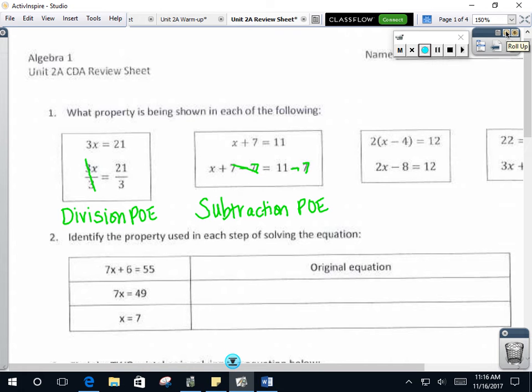Okay, box number 3, what have they done from step 1 to step 2? Very good. The 2 times the x is where they got 2x. The 2 times the negative 4 is where they got the negative 8. So distributive property.